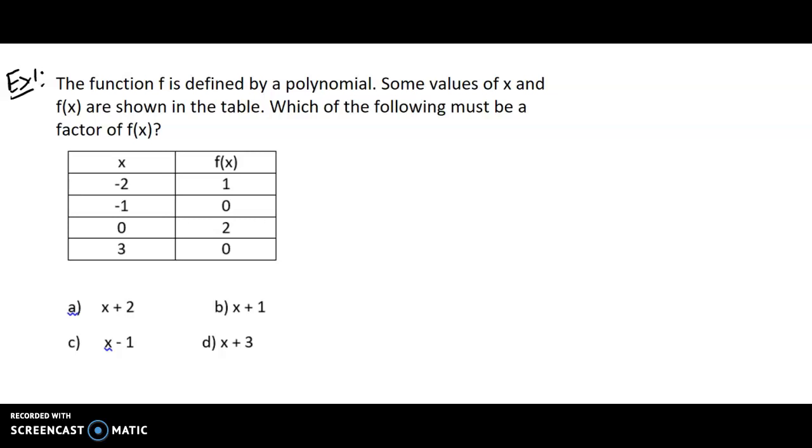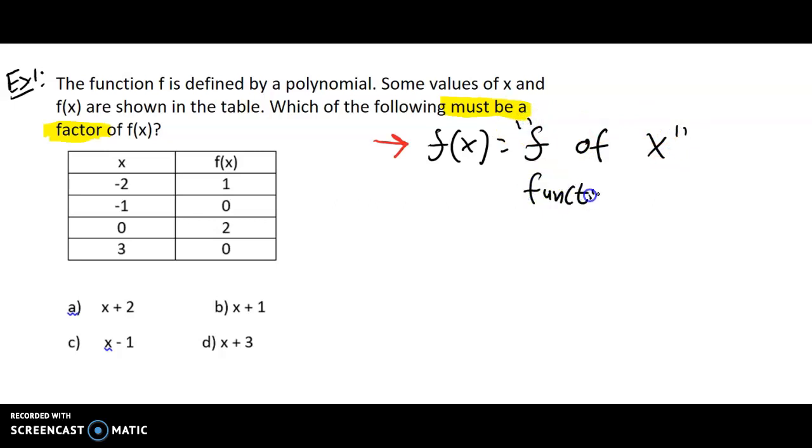Great. So this says, the function f is defined by a polynomial. Some values of x and f of x are shown in the table. Which of the following must be a factor? Okay, so before we start this, actually, this guy is pronounced f of x. It means function of x. F of x is the same exact thing as y.